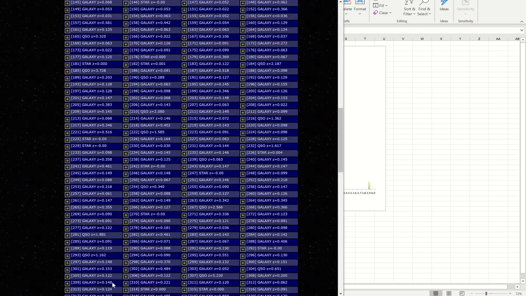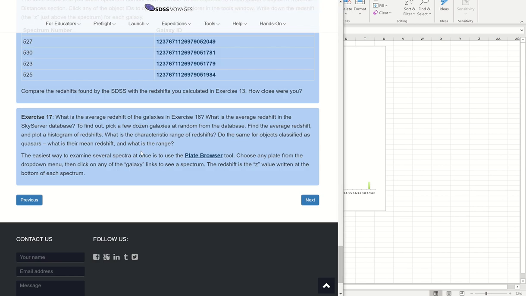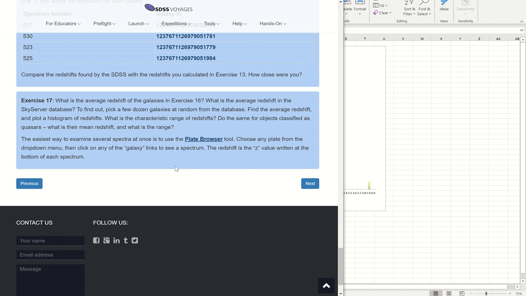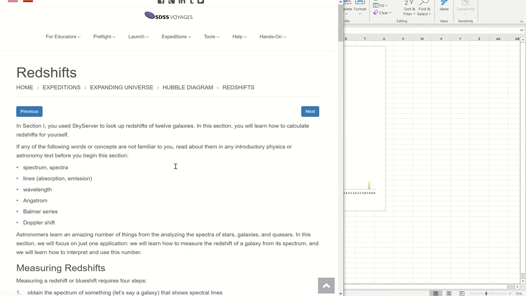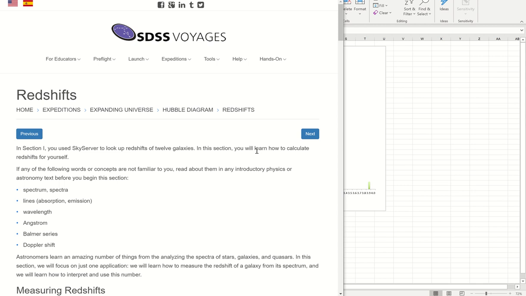So going last to return to the project page here. That is exercise 17. So this whole section is about redshifts and the nuance of redshifts and really getting at what the redshift data can tell us. One more video to go.